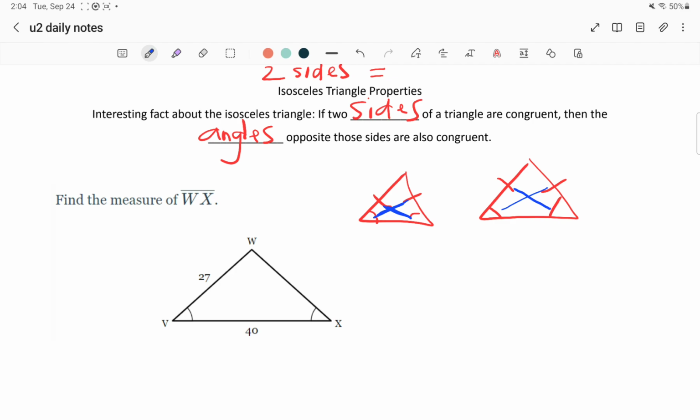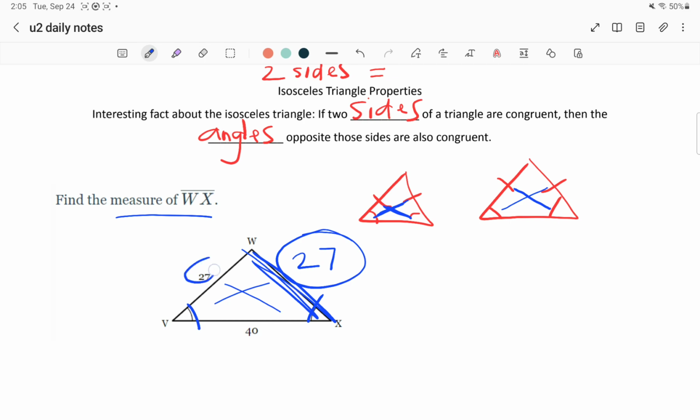So your homework can present in two different ways. First way is fun and easy. Find the measure of W to X. I know that these two sides are the same because they have the same marking, which means I know that these two sides are the same. So if I'm looking for W to X, no math required, I know that it's 27 because this side was 27. And these two angles right here were matching.